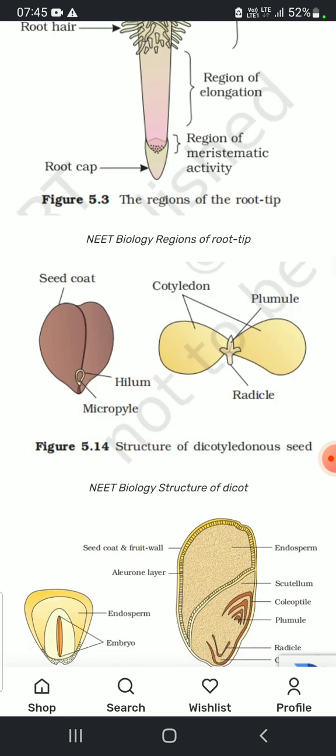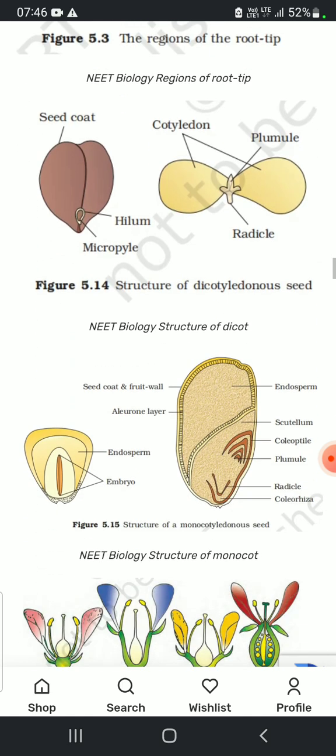Next is the structure of the dicot seed. So we can see the dicot seed here. Outermost is the seed coat. Then in the text it is given that the micropyle is present above the hilum, but look at the diagram, it is given below. So we have the cotyledon, the plumule on the upper side, and the radicle below.